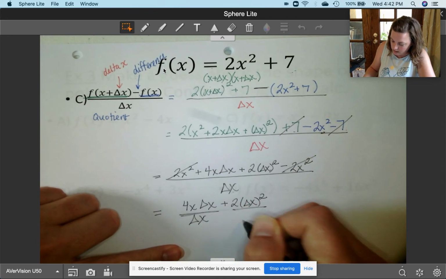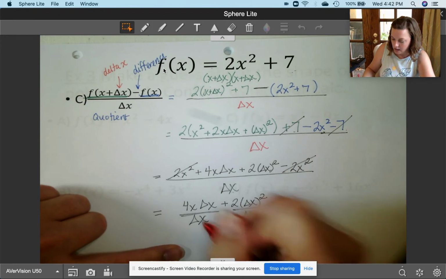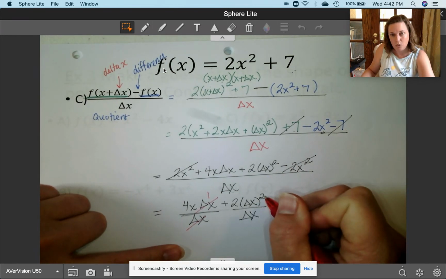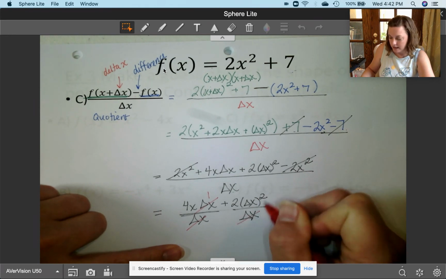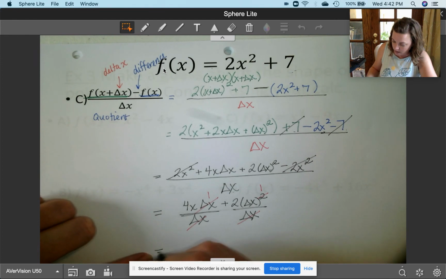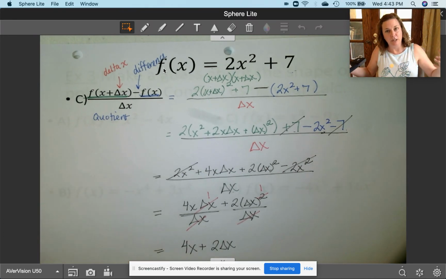Delta x, and some stuff is going to cancel here. Delta x on top and bottom reduces to 1. Delta x squared divided by delta x is going to cancel out one of those. And so we're left with 4x plus 2 delta x. And that, folks, is as good as it gets.